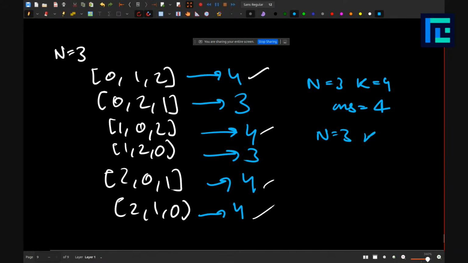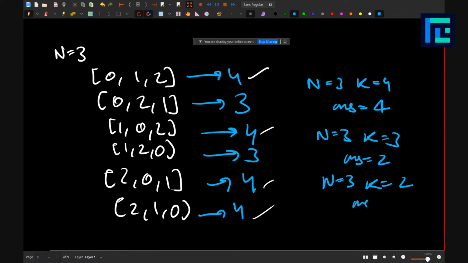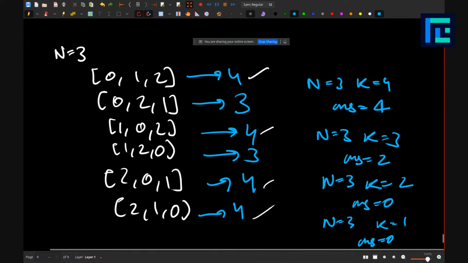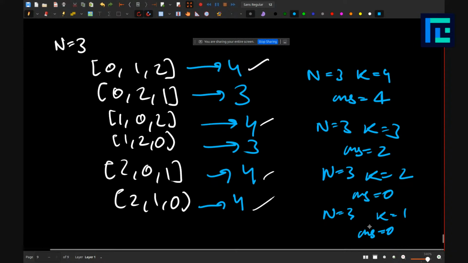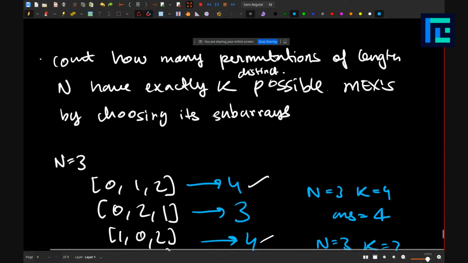For n equals 3, k equals 3, there are 2 ways, 2 permutations. So the answer is going to be 2. For n equals 3, k equals 2, the answer is 0. N equals 3, k equals 1, the answer is again 0. Makes sense? So this is what the question is asking. Given an n and k, how many different permutations have exactly this many distinct MEXs in their subarrays?